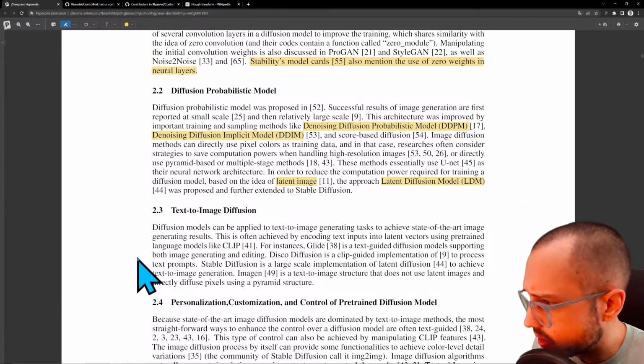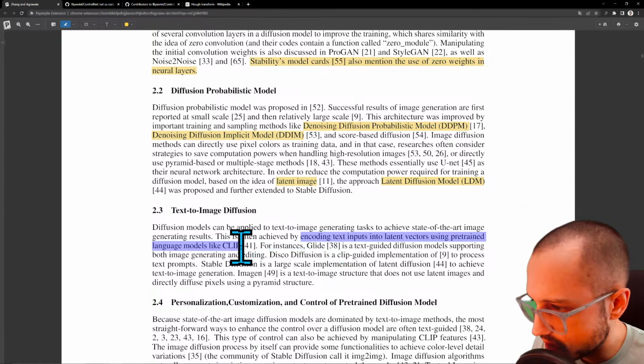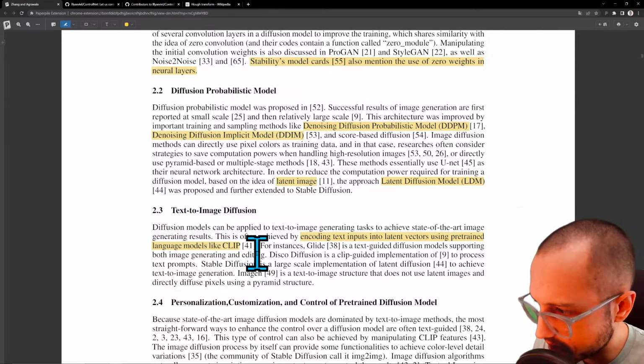Text-to-image. Diffusion models can be applied to text-to-image generation tasks to achieve state-of-the-art image results. This is often achieved by encoding text input into latent vectors using pre-trained language models like CLIP. So a lot of the success of text-to-image and stuff like that is because you had at one point models like CLIP, right?